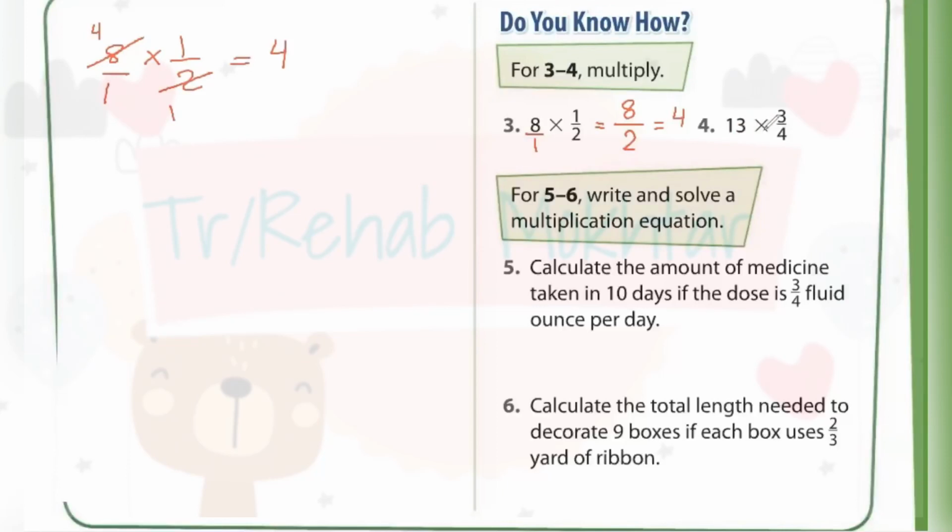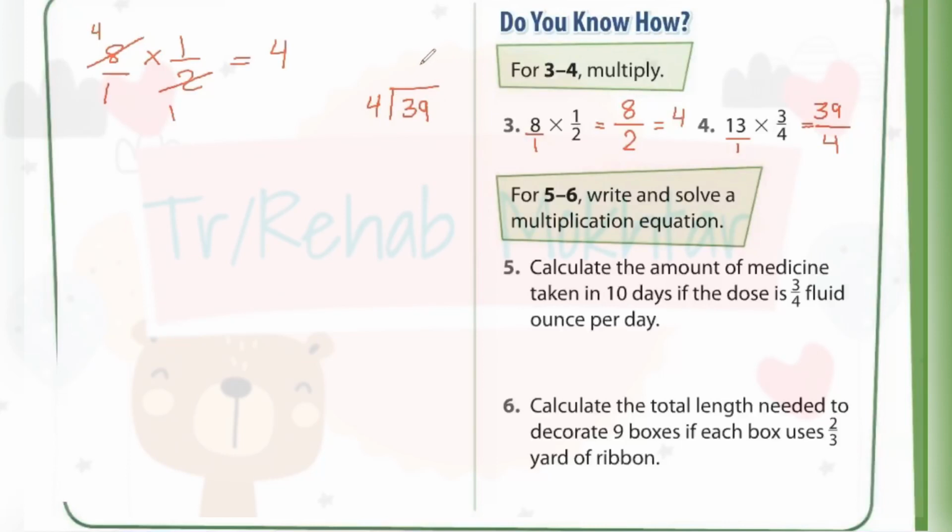Number 4: 13 times 3 out of 4. I will multiply numerator by numerator. 13 times 3 equals 39 out of 4. Now, this is called an improper fraction, so we have to write it as a mixed number. I will divide 39 by 4.